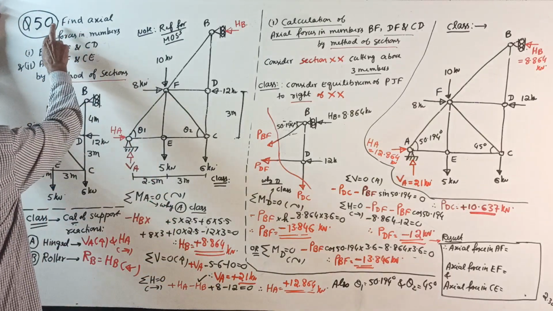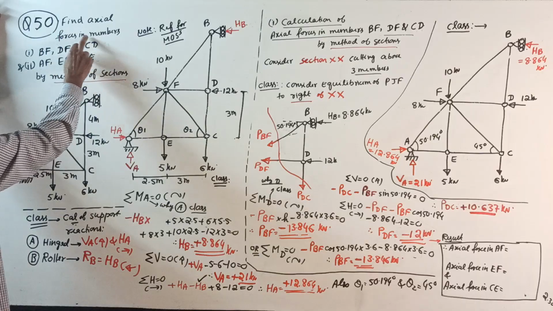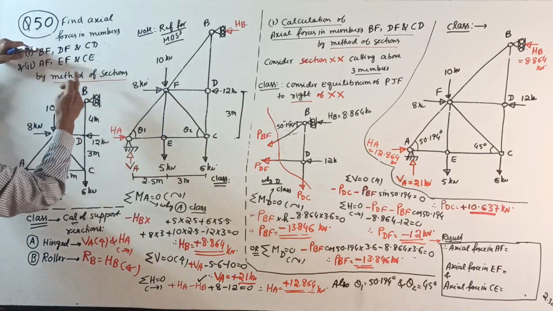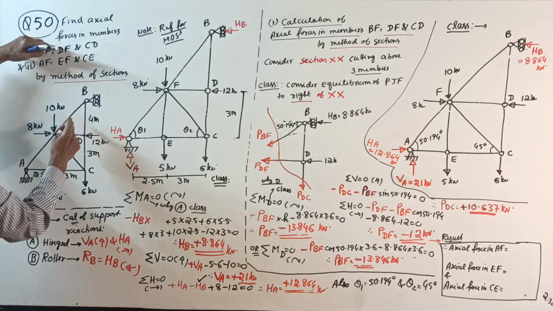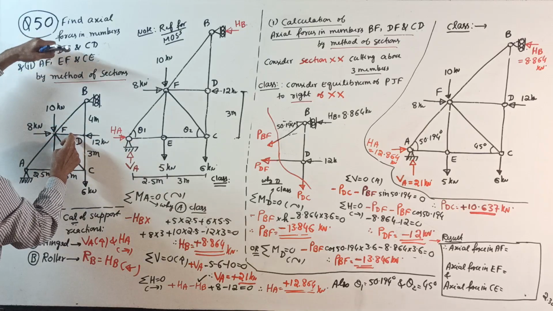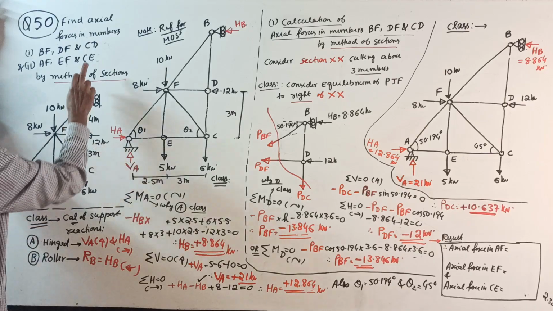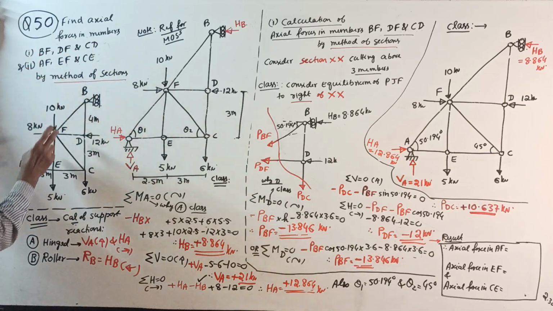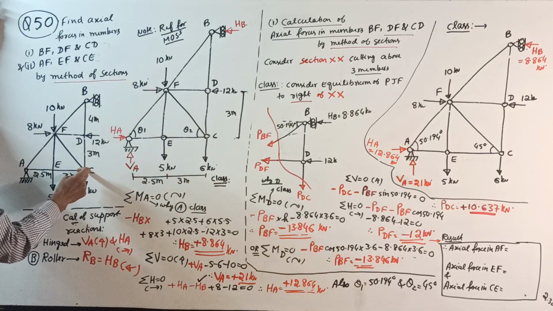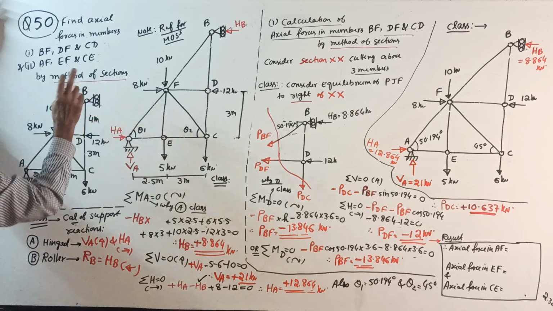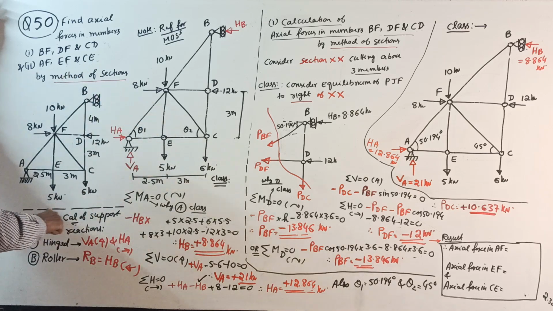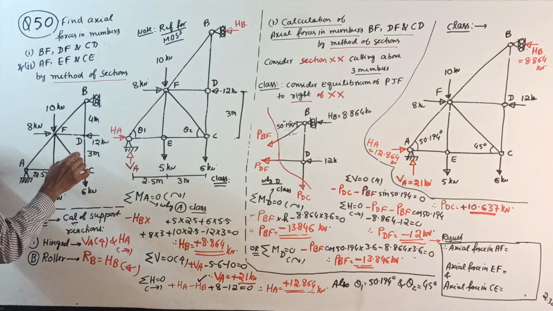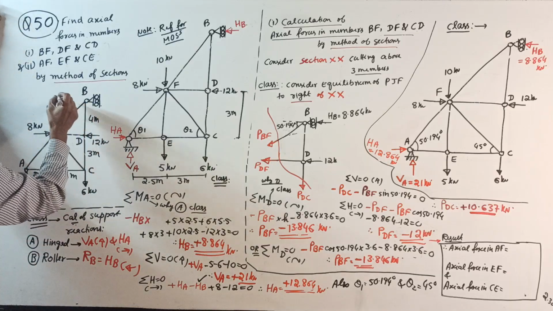Okay. Question 50. Find axial forces in members BF, DF and CD, one group. Second question, AF, EF and CE by method of sections. This is the pin jointed frame given. See now, this is the question given. Now something important is there.